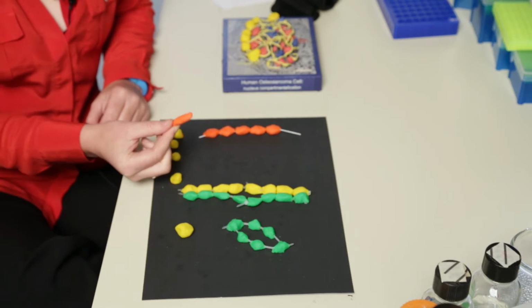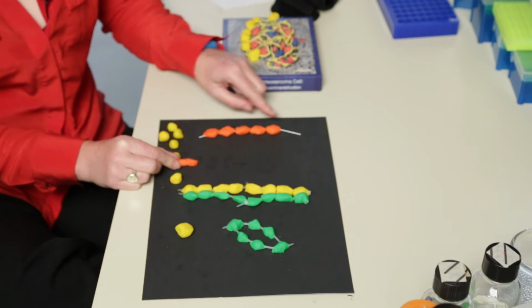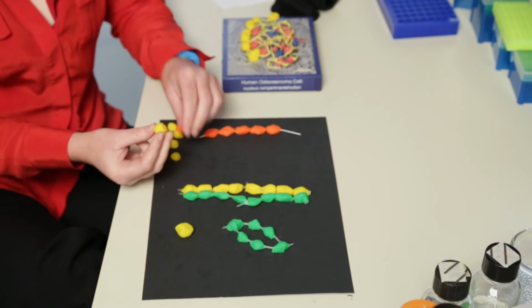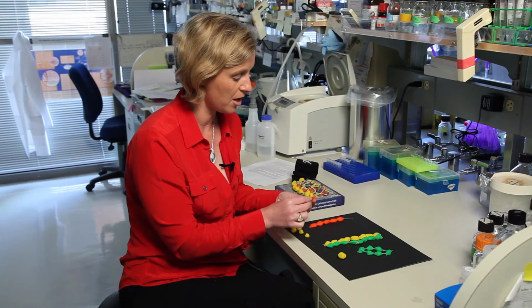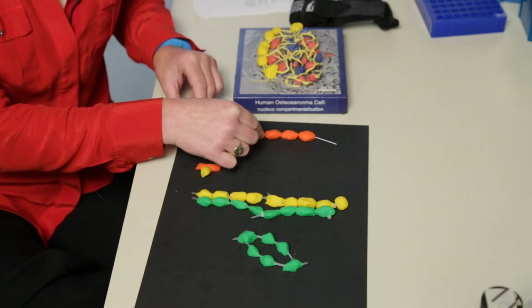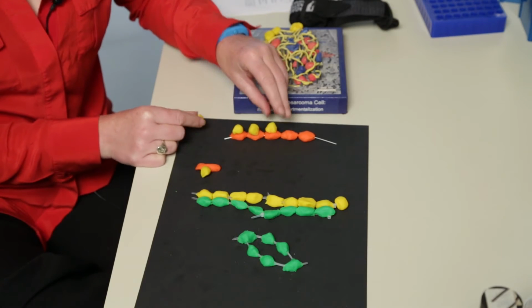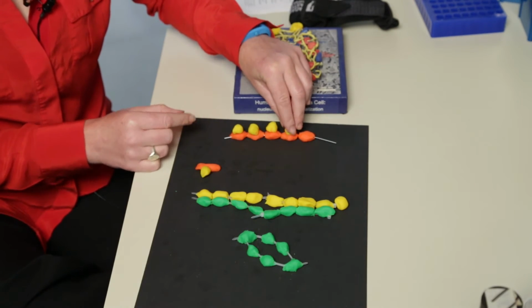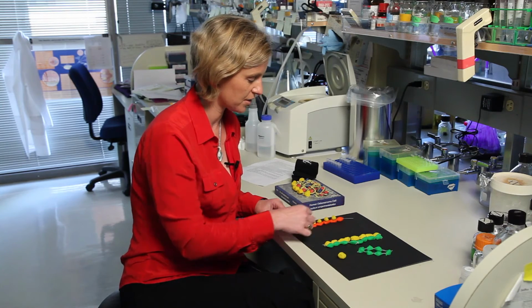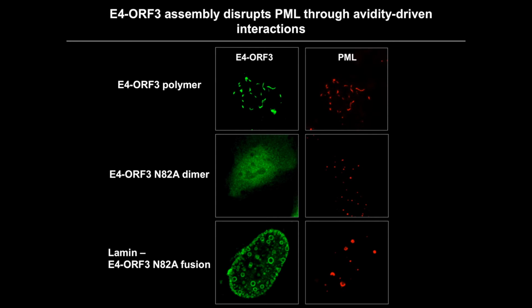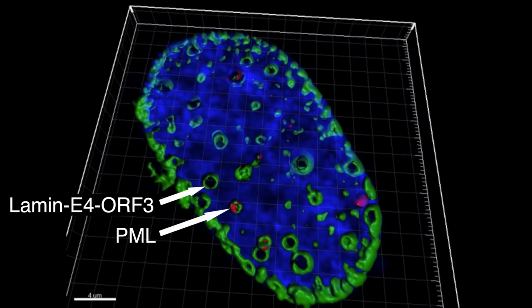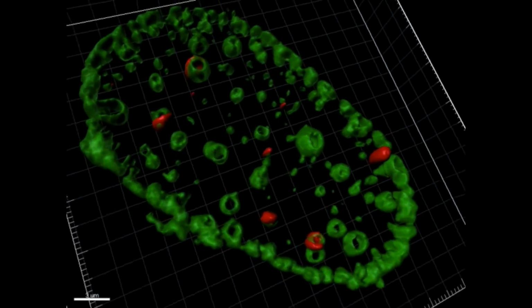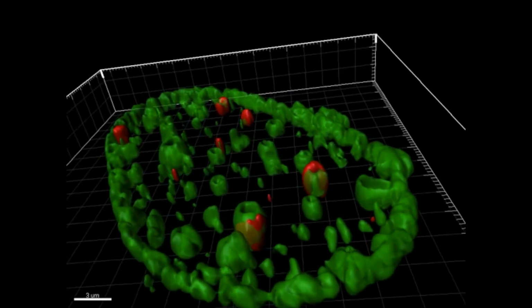Well, lamin is actually a cellular protein that forms intermediate filaments. So what we did is we fused an ORF3 dimer to lamin and used it to assemble a novel protein superstructure to see if it creates new avidity interactions with PML. And the answer is yes. And in fact, this new structure, it's a synthetic protein really, creates these cylinders that go through the nucleus, and they bind and disrupt the PML tumor suppressor.